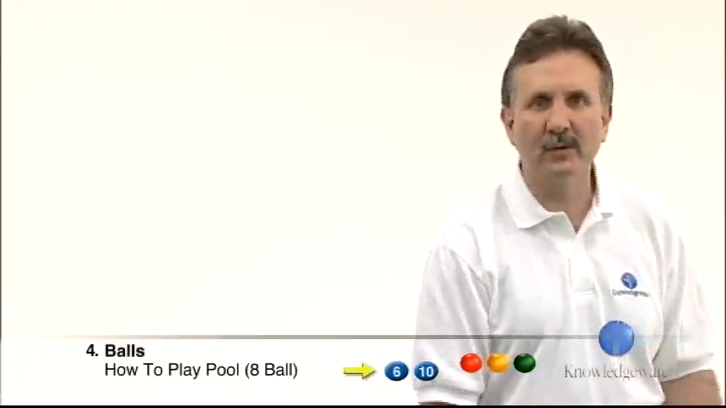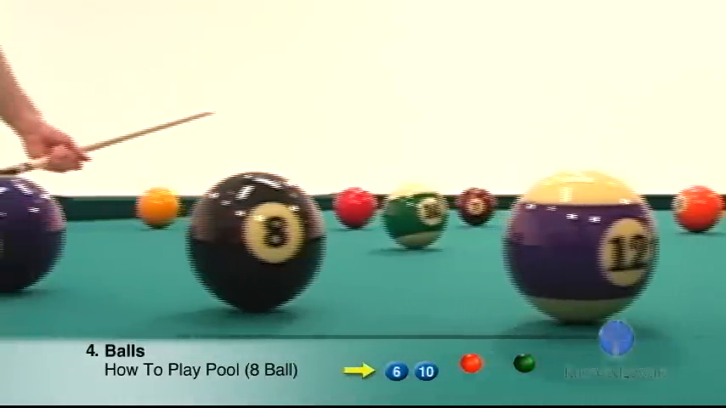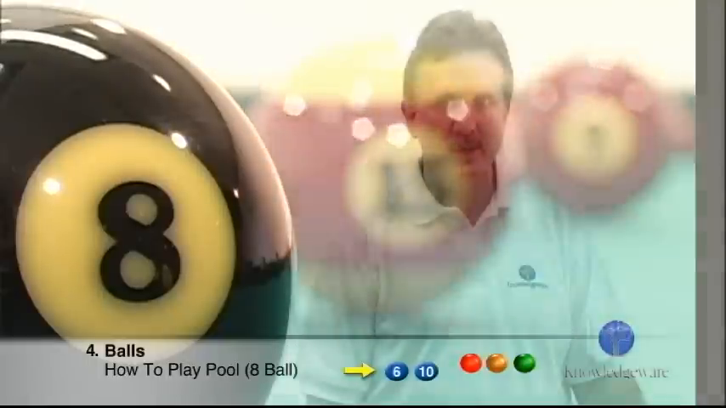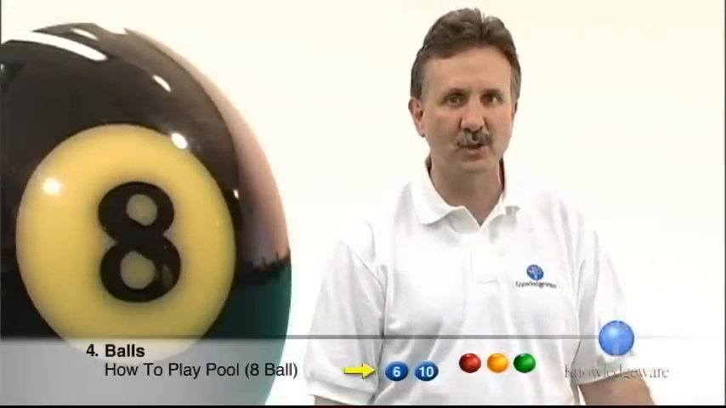Balls were originally made of wood, like croquet balls. Today, the best balls are composed of impact-resistant plastic. When playing 8-ball, the 8-ball, which is black, is not considered to be either a solid or a stripe. It's special. To win the game, you must sink the 8-ball in the proper sequence.